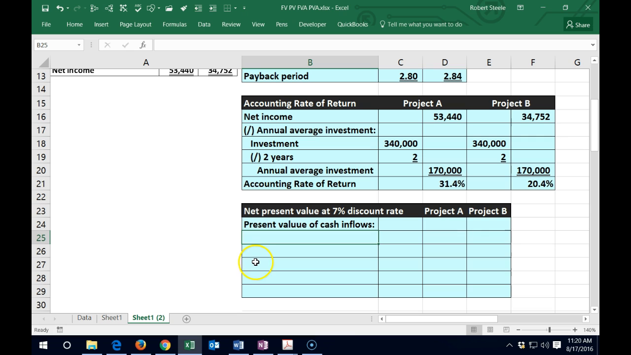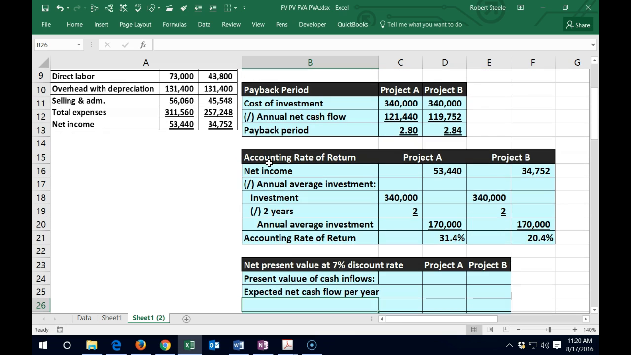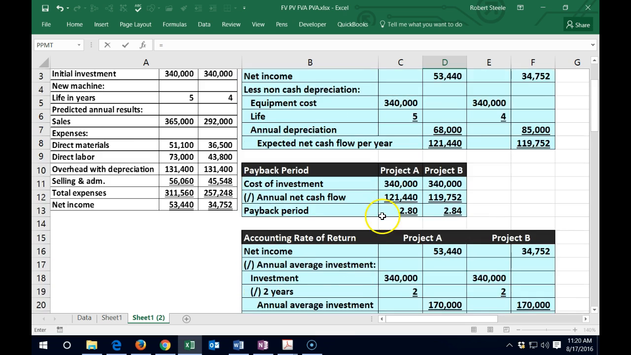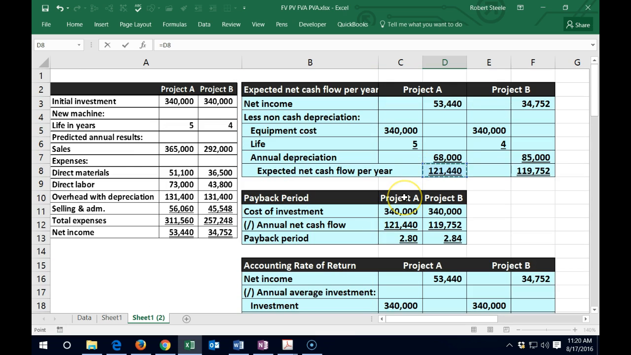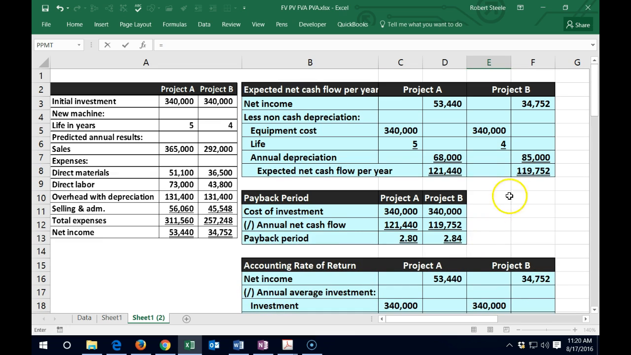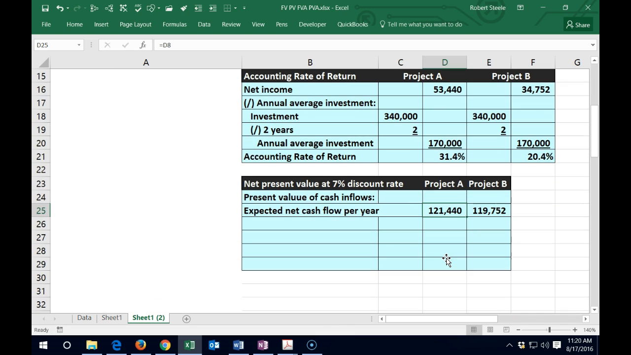So we'll start off with the expected cash flows per year, and I'm just going to say this equals, and we calculated that up here, the expected net cash flows per year there, and then we're going to go over here and pull those same numbers down. So this equals the 121,440, tab, and this equals for project B the 119,752, and enter. So we're pulling those numbers down. Those are the cash flows, not necessarily the net income. Remember, we had to adjust for the expenses that were not cash related.